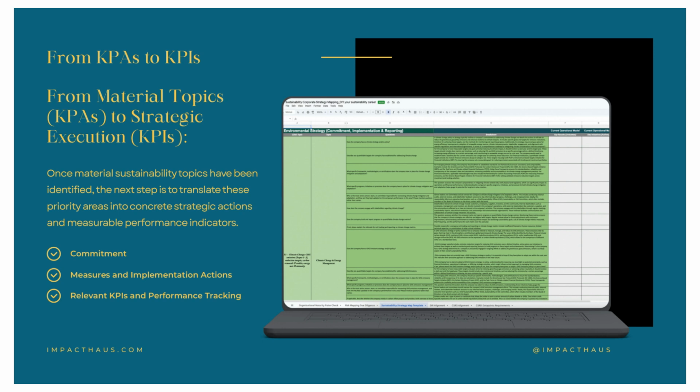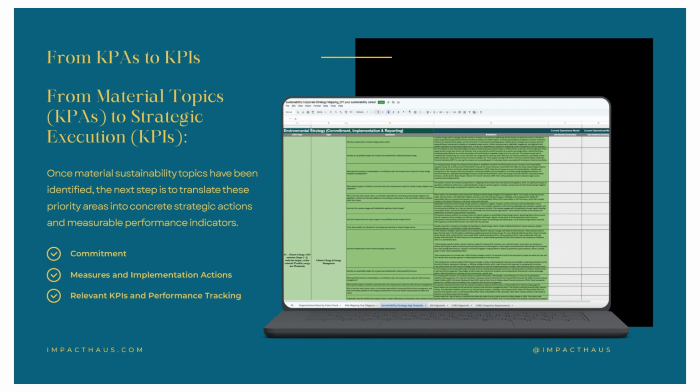Each action should be linked to at least one measurable indicator that allows the organization to track whether the initiative is producing results. For example, if the action is improving building energy efficiency, the KPI could be total energy consumption, energy intensity per square meter, or percentage of renewable electricity used. If the action focuses on emissions reduction, the KPIs might include Scope 1 emissions, Scope 2 emissions, Scope 3 emissions, or carbon intensity per unit of production.